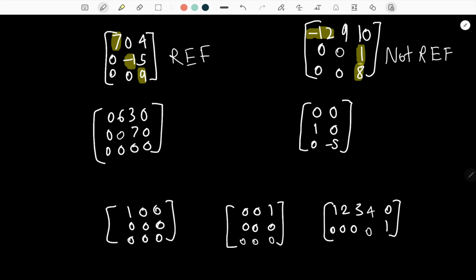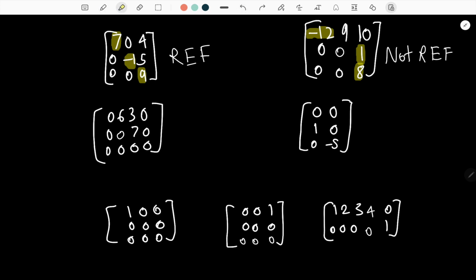So now let's say if this 8 was not here, and let's say if there was a 0 here, then it will be REF, since it is fulfilling both conditions, that the 0 row is all the way down and the other is that there is no number below the pivot. But since that's not the case in this example, this is not REF.